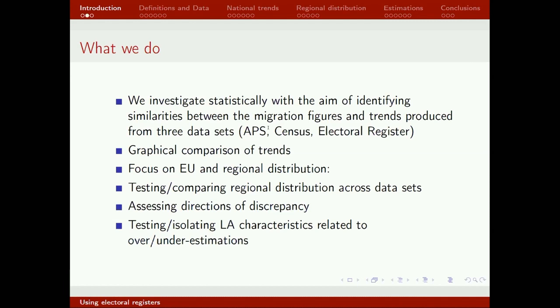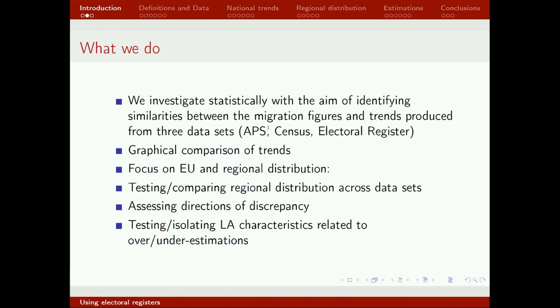Of course, there are some limitations. We don't have access to the disaggregated electoral register. We only have access to published data by the Office for National Statistics at local authority level. So we do a graphical comparison of the way we assess immigration in the electoral register. The way we do that is by focusing on immigrants from the European Union, and, as I said just before, on the regional distribution of this population.